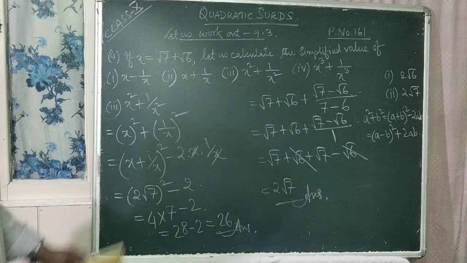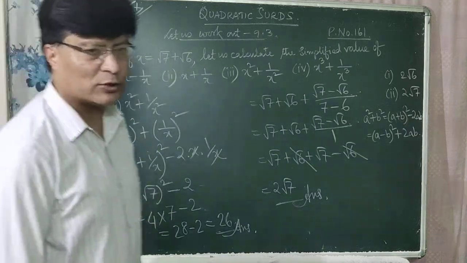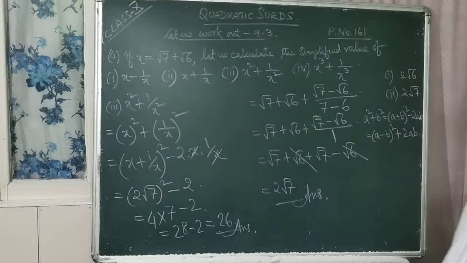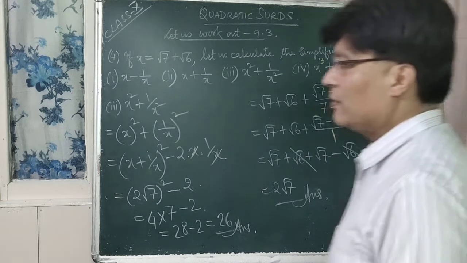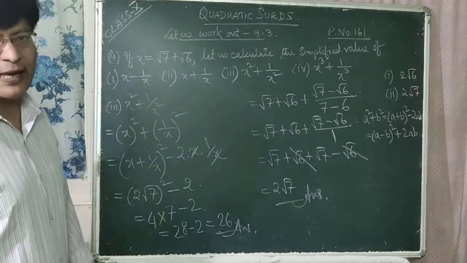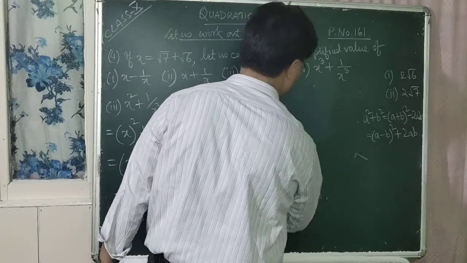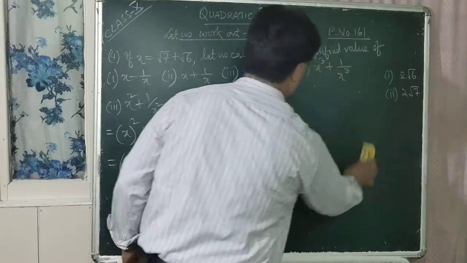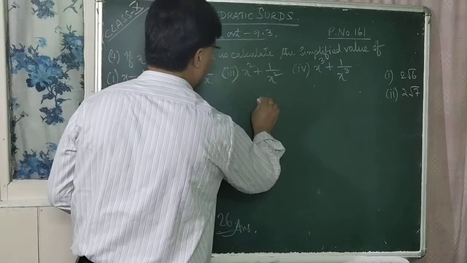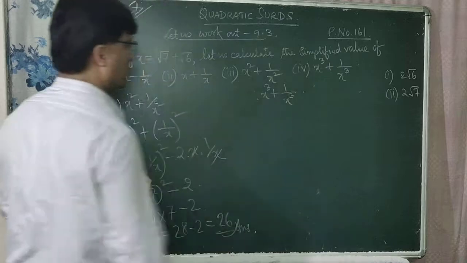Is that clear? So for number 3, what is the value for x square plus 1 upon x square? It is 26. You can copy it. Now we'll do the next part. So what is the next part? That is number 4 here. In question number 4, you have to get the value for x cube plus 1 upon x cube, right? So now let us find out the value for x cube plus 1 upon x cube.